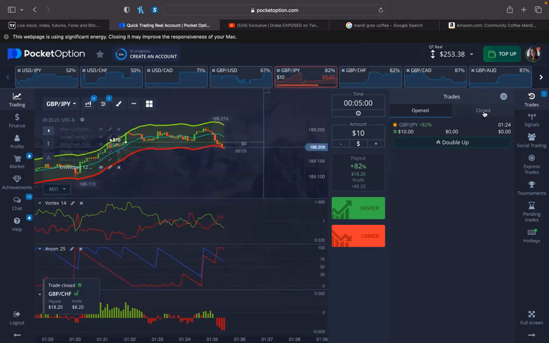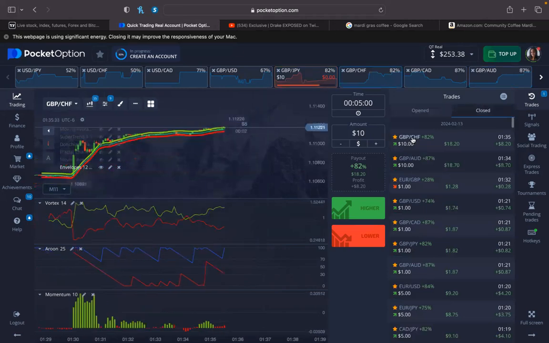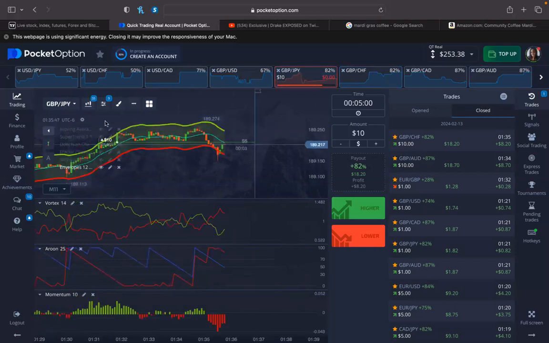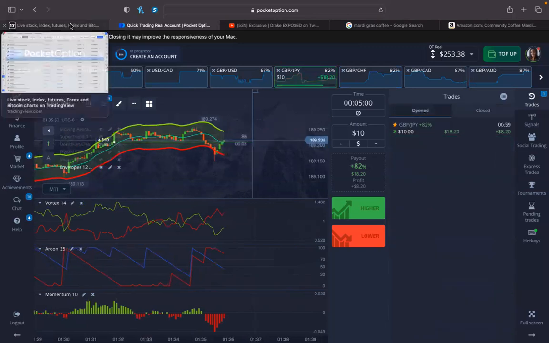Okay, so we have officially closed GA and the British pound and the Swiss franc. And all 3 trades that we put in have all closed positive, just waiting on this last one with GBP JPY. Still has a minute to go.